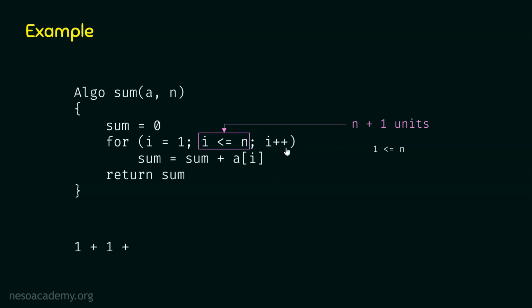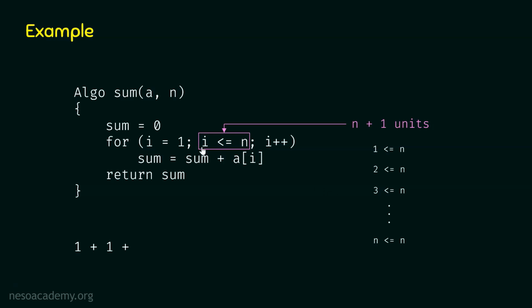Then I is incremented, I becomes 2. Then we will check this condition once again. Is 2 less than or equal to n? This is the second condition check. Then we will go inside, execute this statement. I is again incremented, it becomes 3. Then 3 is compared with n. This is the third time the condition is checked. And this will continue. Eventually I becomes n, and we will compare n with n.